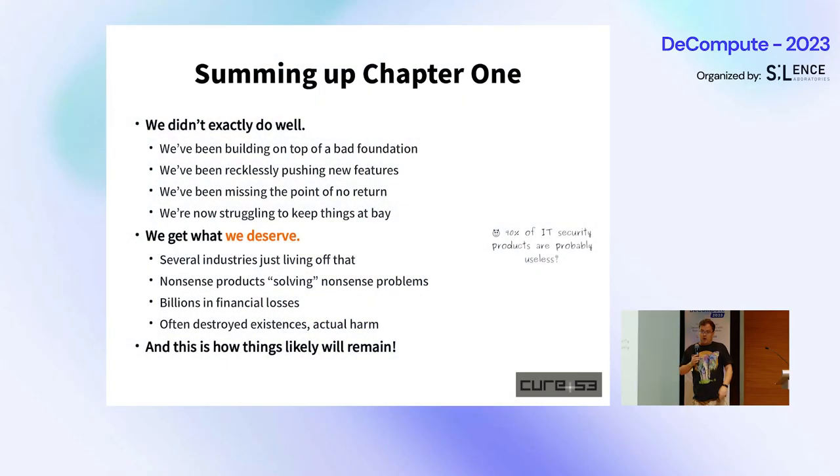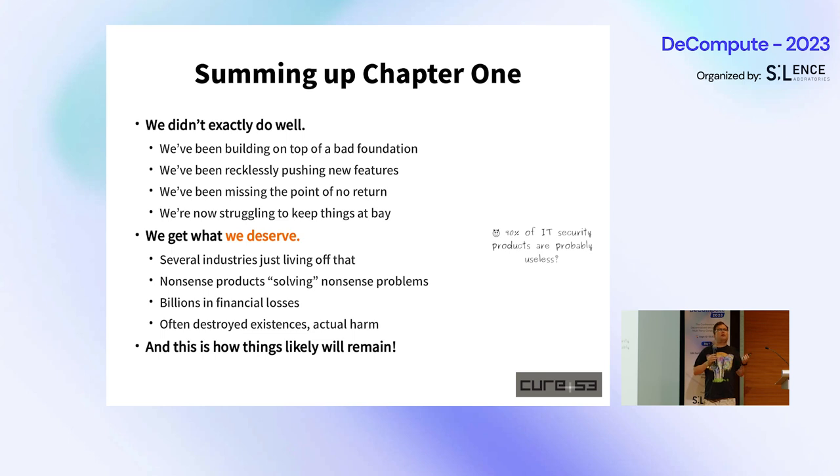So, summing up chapter one, as mentioned, we did not exactly do well in the past 30 years. Actually, we quite sucked a lot at building the technology that everybody is working on today. We have been building on top of a very bad foundation. We have been recklessly pushing new features. We have been past the point of no return. And we're really struggling today to keep things at bay. And we kind of get what we deserve, no?